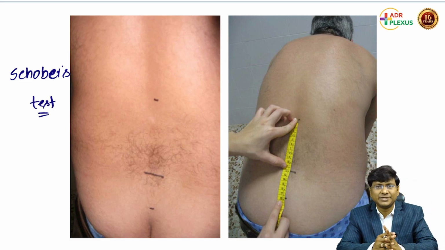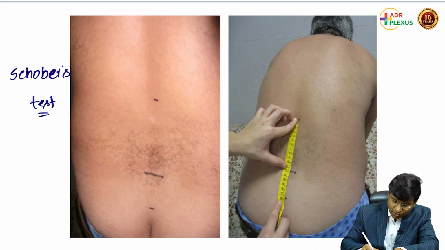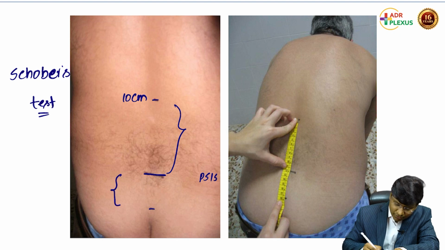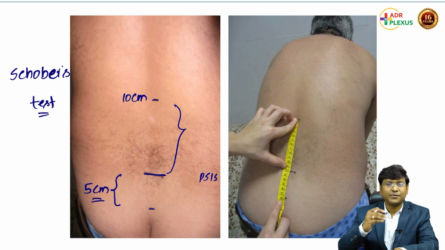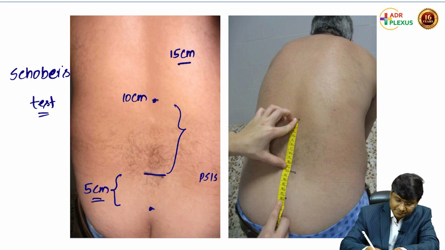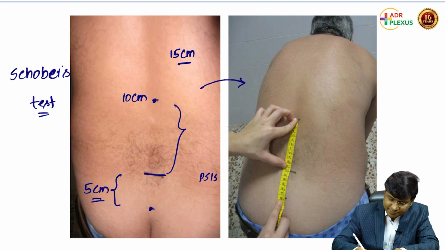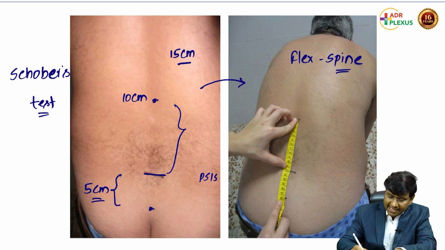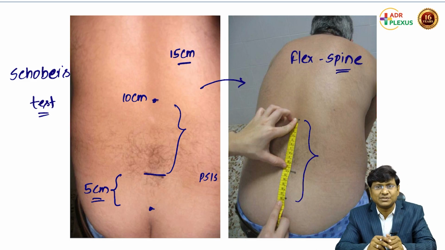Now how will you demonstrate this Schober's test? Initially you have to draw a baseline, and that should correspond to the posterior superior iliac spine, and exactly 10 centimeters above you need to draw one more line, and exactly 5 centimeters below you need to draw another line. So if you take the distance between the upper mark and the lower mark, that is 15 centimeters. Now you ask the individual to flex the spine as much as possible so that he will be able to touch the toes with the fingers, that is with the hand fingers. And now you measure the distance between the upper mark and the lower mark.